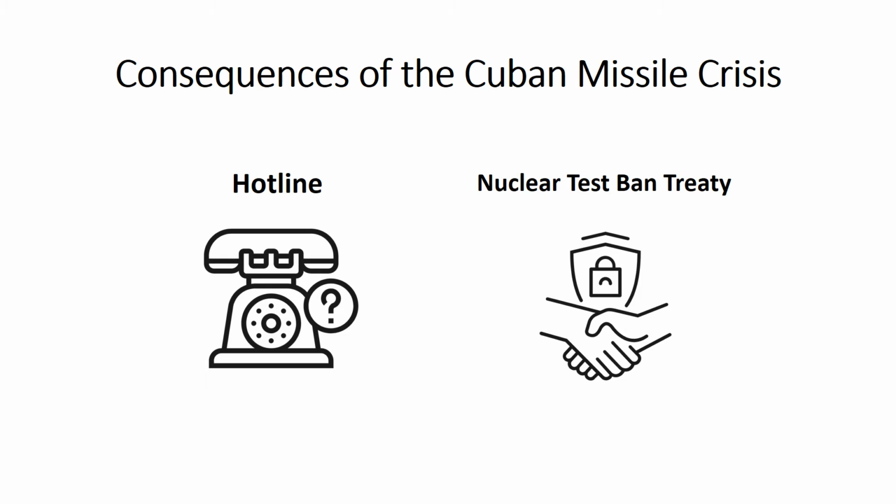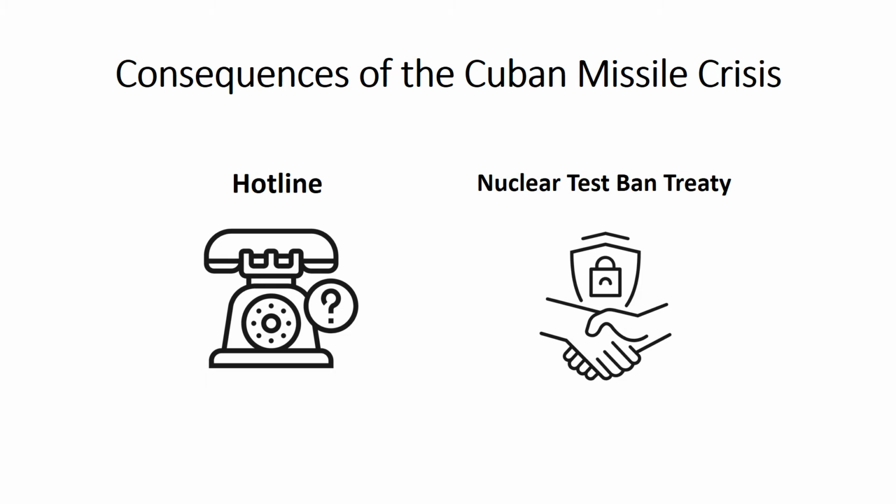So there were two main consequences, really, of the Cuban Missile Crisis. The first is that they set up a hotline, so a phone line between Moscow, so between Khrushchev and the White House and Kennedy. And that was to stop any miscommunication. So all these letters going back and forth during the Cuban Missile Crisis, there was lots of chance of misunderstanding. So they set up this hotline between the two so they could directly communicate with each other.